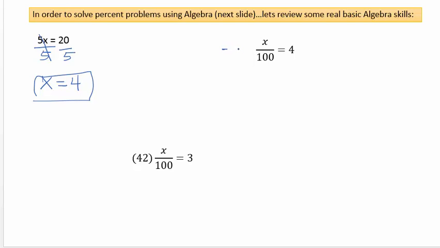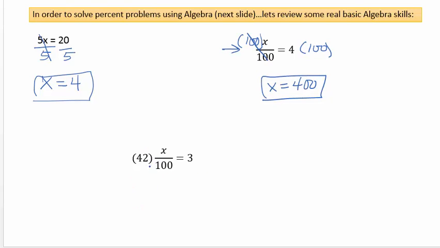How do we solve the one over here where it says x divided by 100 equals 4? Well, the way to get rid of the division of 100 is to multiply by 100. So we multiply the left side by 100, we multiply the right side by 100, 100 over 100 cancels, and we get x equals 400. Now there's a reason I'm doing this. You'll see on the next slide.